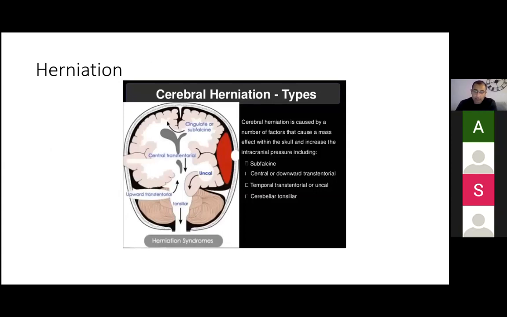The different types of herniations you can get in the brain: you can get subfalcine herniation, which is across the, I forgot the name of the membrane around the middle of the skull, brain, but yeah, the cingulate gyrus will herniate across. You can get transtentorial herniation. You can get uncal herniation, which classically causes the blown pupil. And you can get cerebellotonsillar herniations as well. So these are different types of herniation of the brain.